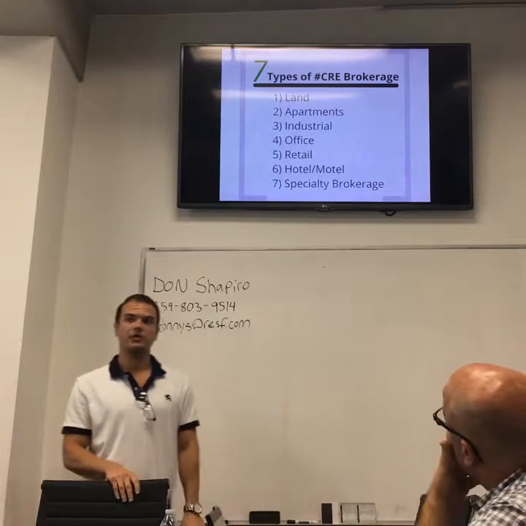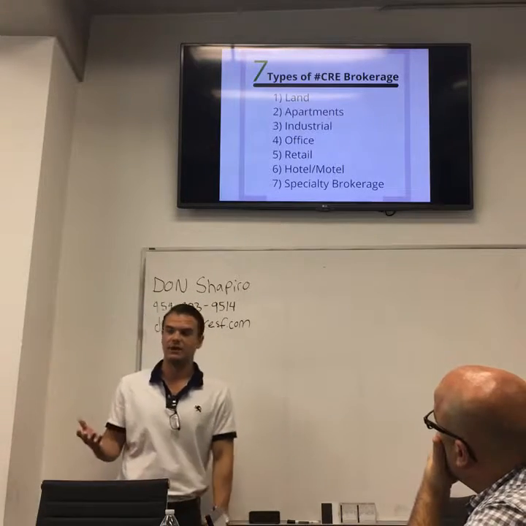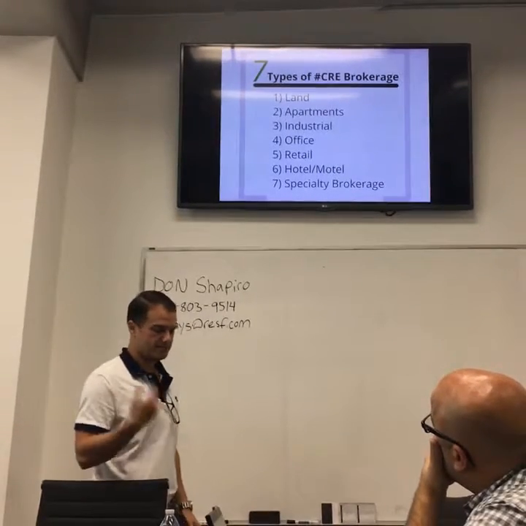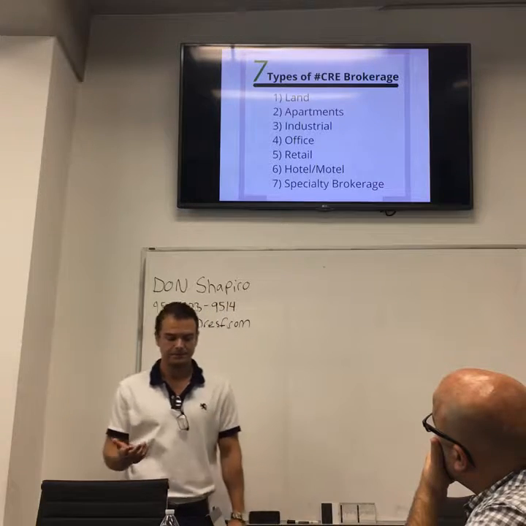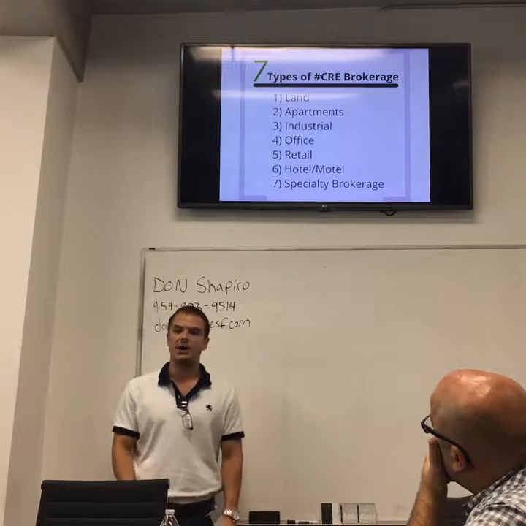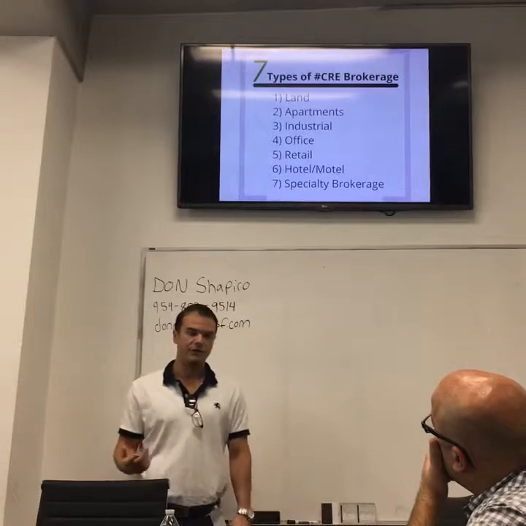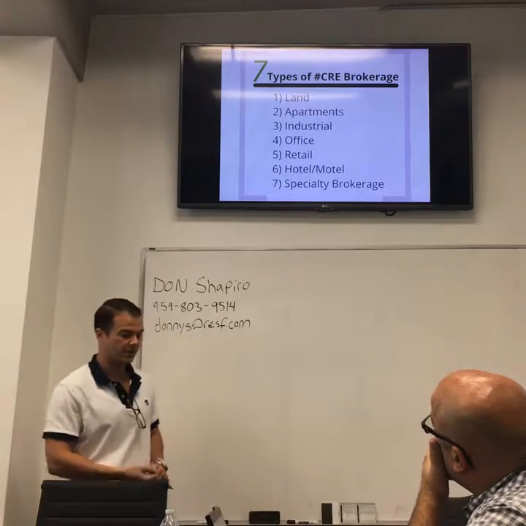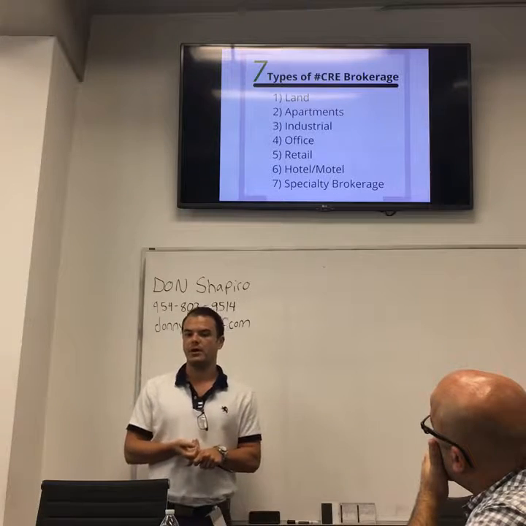Land, as you know, I call it the white tiger of real estate because it's rare now. I'll get into that. Apartment buildings, multifamily, industrial, we'll go over that. Medley, Hialeah, those areas, kind of the lingo and terms you should know. Office, Class A, Class B, Class C.